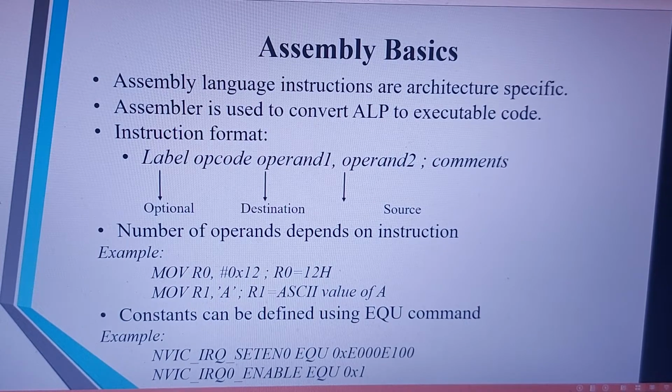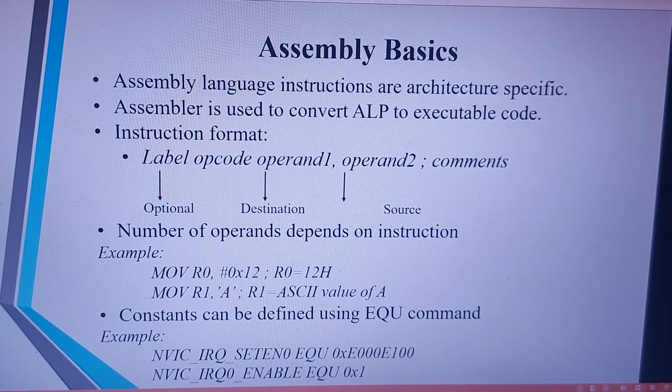For ease of programming, we can also define some constants using the EQU directive. Especially when we are using some constant values repeatedly in the program, instead of typing that value in the program, we use a meaningful name for that value, and that name will be used for programming. That will increase the readability of the program, and it will also reduce errors that might happen due to typing mistakes. See here, for example, a number 0xE000E100 is there.